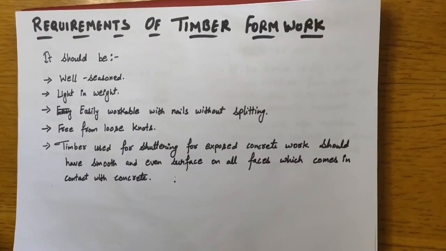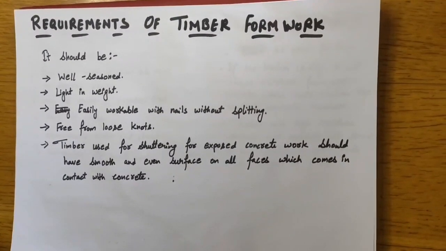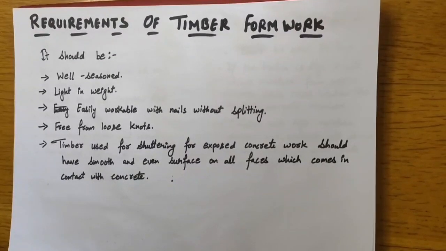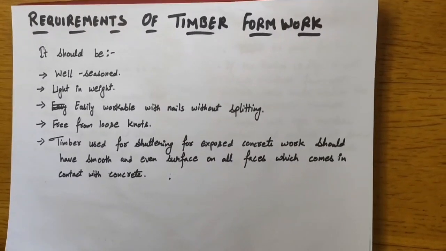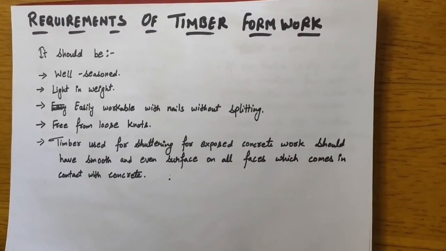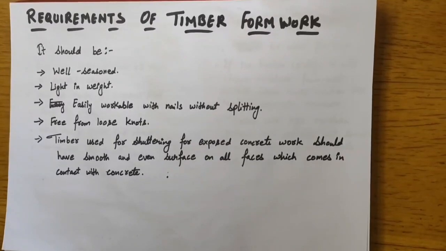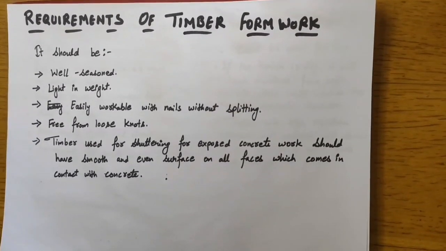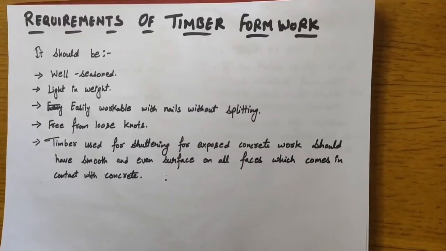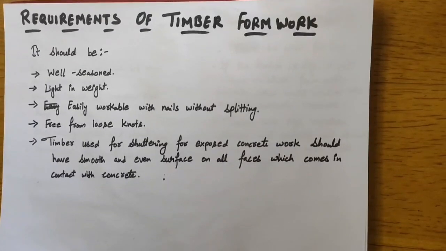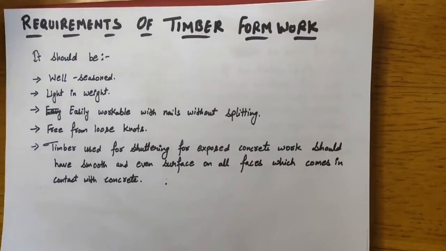Requirements of timber formwork. It should be well seasoned. Well seasoned means it should be well dried. Light in weight, easily workable with nails without splitting. So when we fix the nails, it should not get distorted or damaged. Free from loose knots. Timber used for shuttering for exposed concrete work should have a smooth and even surface on all faces which come in contact with concrete.